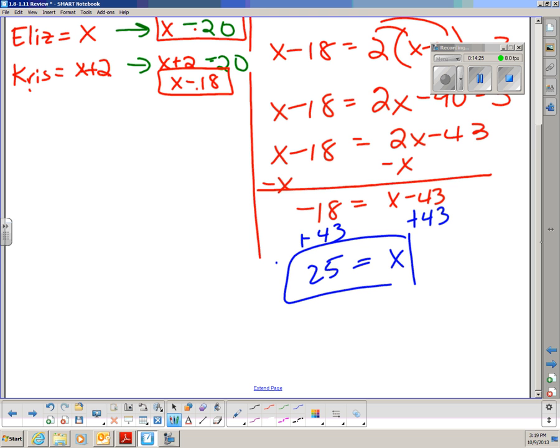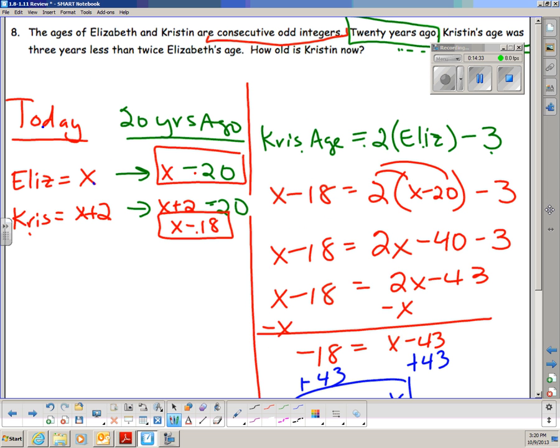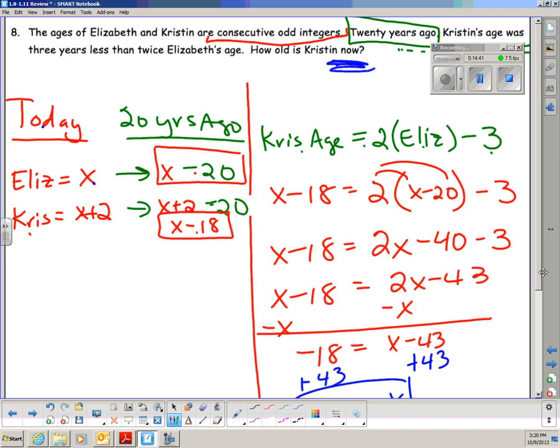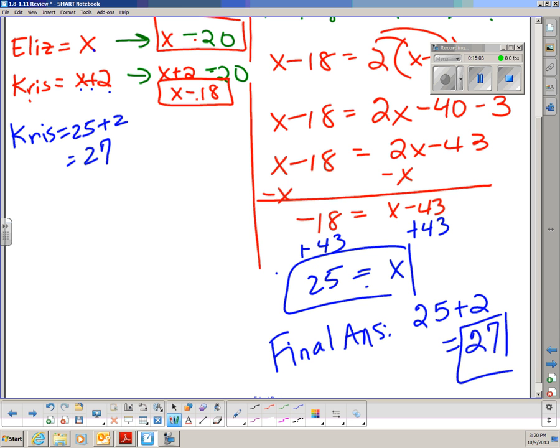Let's not forget what x represents. x represents Elizabeth's age today. We have to answer the question. They wanted to know, how old is Kristen now? Well, x is Elizabeth's age. I don't want to give Elizabeth's age. The question is asking about Kristen. Kristen today is x plus 2. So Kristen is 25 plus 2, which is 27. I didn't have an answer column here like I usually do. But the final answer to the question is Kristen's age, which is 25 plus 2, which is 27. So Kristen is 27 now.